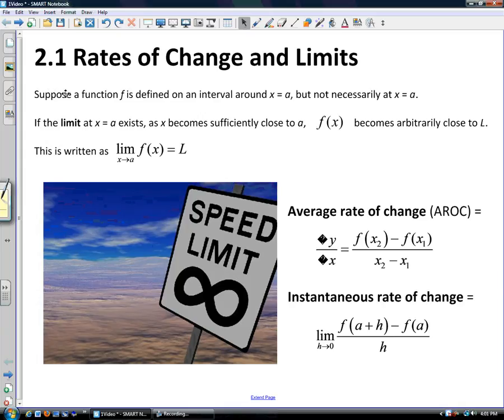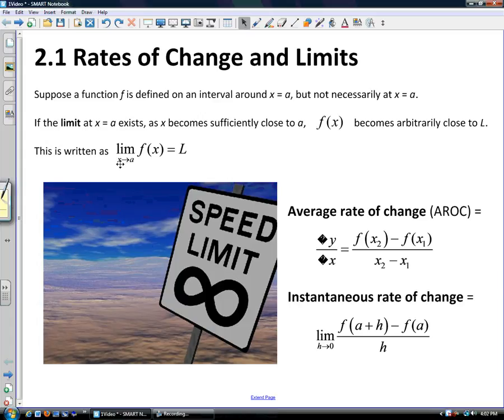So suppose a function f is defined on an interval around x equals a, but not necessarily at x equals a. So you could have a hole at x equals a, could have a vertical asymptote, doesn't matter. If the limit exists at x equals a, as x becomes closer and closer to that a value, your y values become arbitrarily close to some value L. And we write this as the limit as x goes to a of f of x equals L.